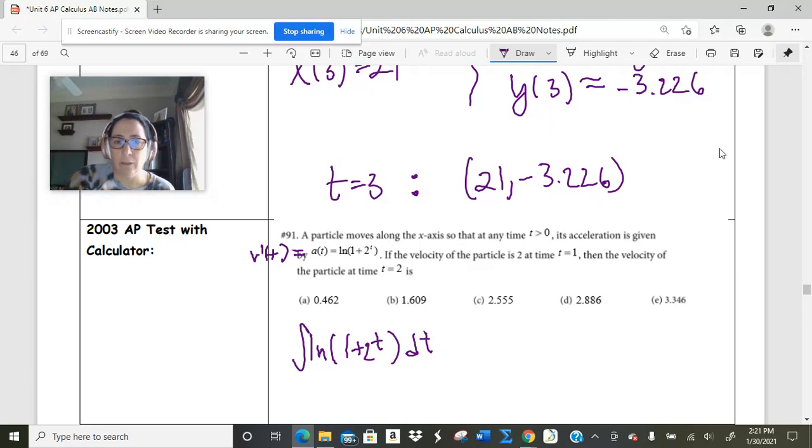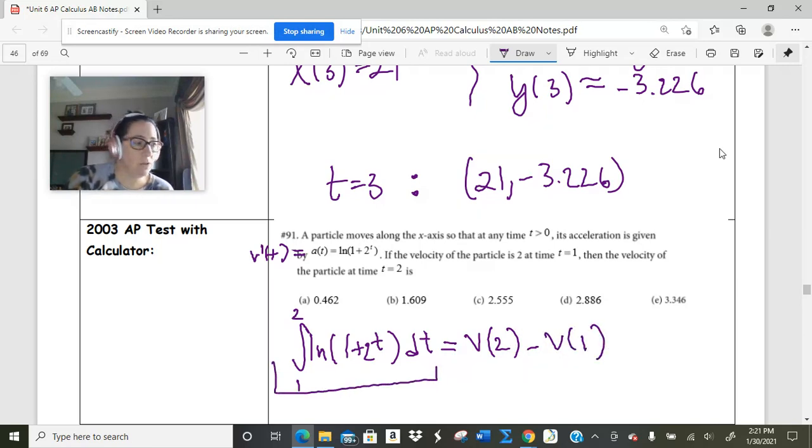Put the value that you know and what you want. And I like to always put them in order, so 1 comes before 2. And I know that the antiderivative of the acceleration is the velocity of 2 minus the velocity of 1. Go put that into your calculator.